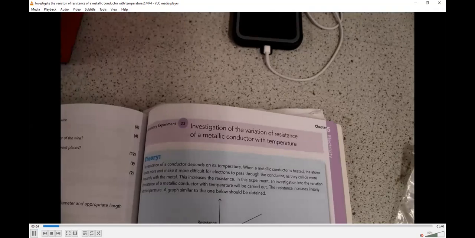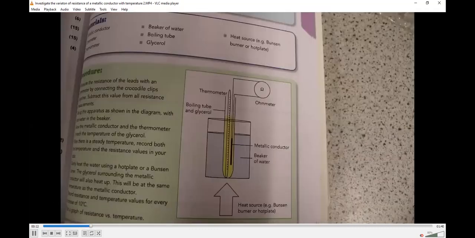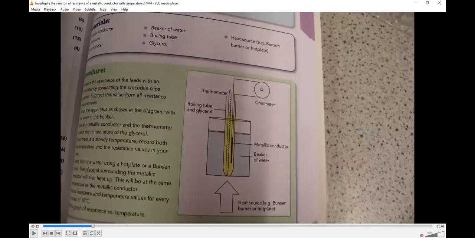So the experimental write-up and the investigation: the variation of resistance of a metallic conductor with temperature. Now set up the report and draw a chart, with resistance and temperature.